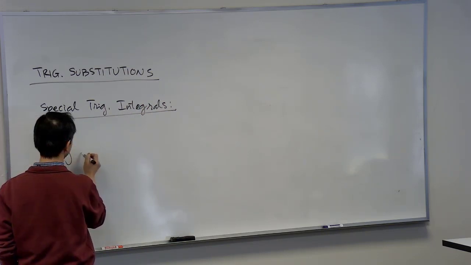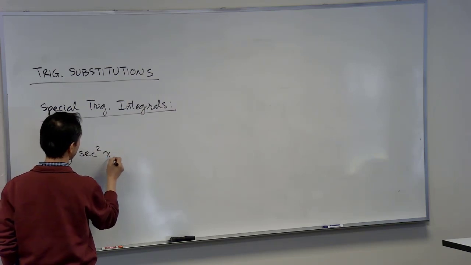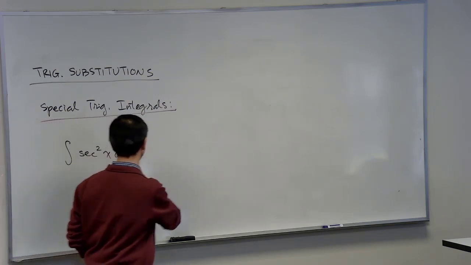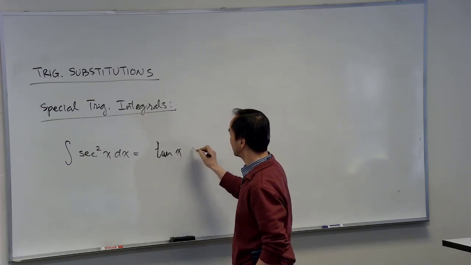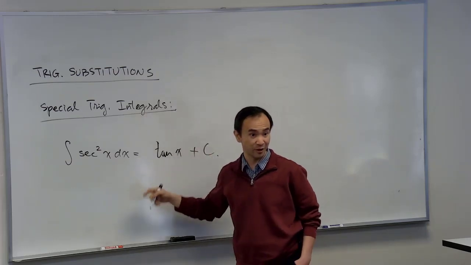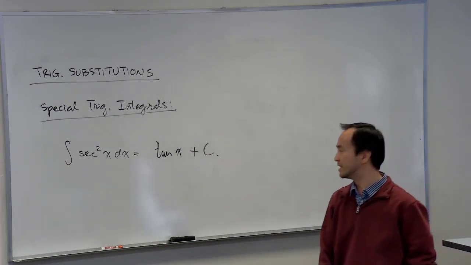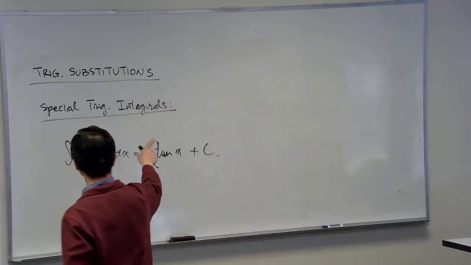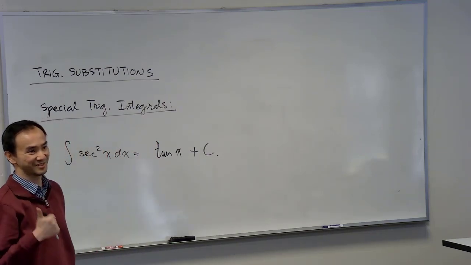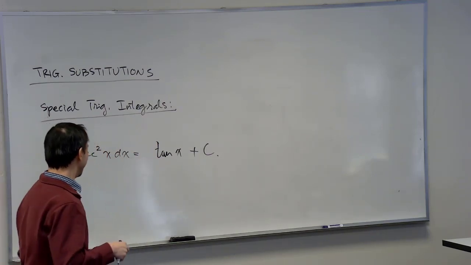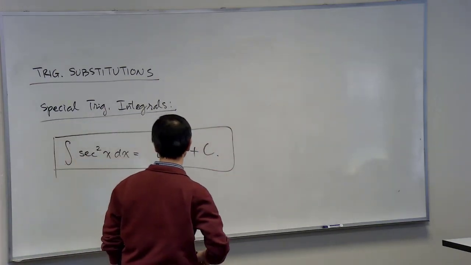We've already learned this one here. It's just a reminder that it goes straight into tangent of x plus c. Recall, because the derivative of tangent goes straight into secant squared. So the antiderivative, or the integral, of secant squared goes right back into tangent. Agree with that? Okay. So that's one of the special ones. We've seen this one before, nothing much to talk about.